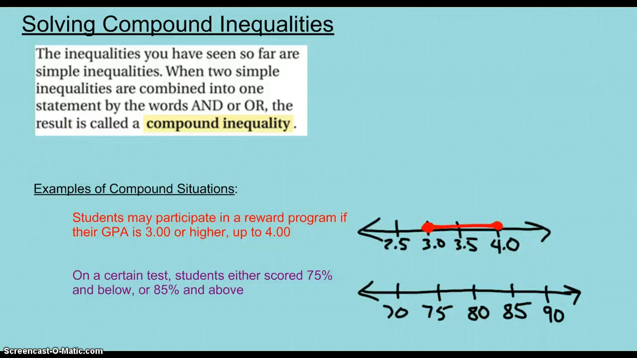The bottom example is even more interesting. On a certain test, students either scored 75% and below or 85% and above. And here we see that or word in there. So 75% and below would look like this. 85% and above would look like this.